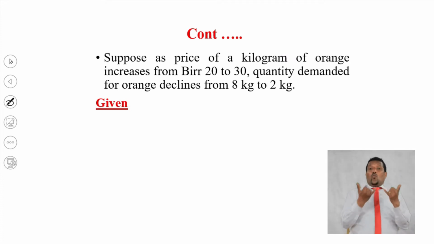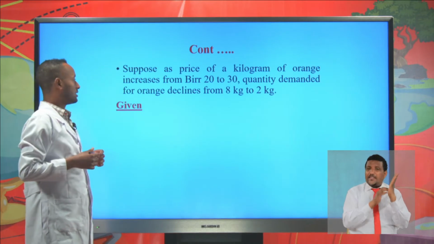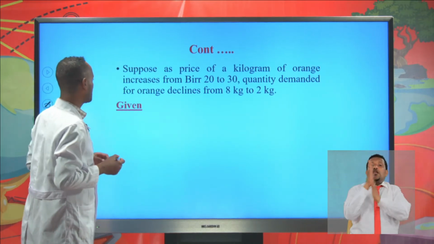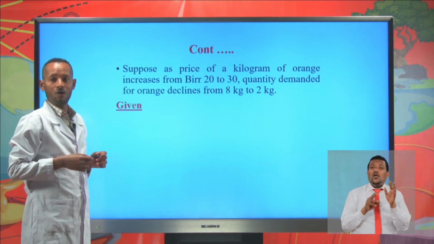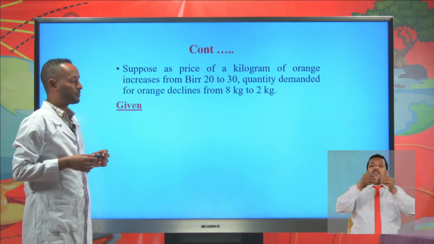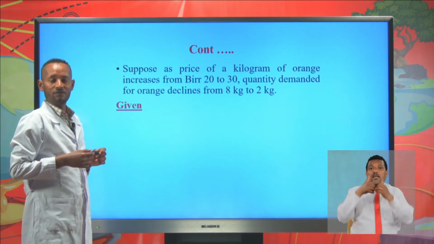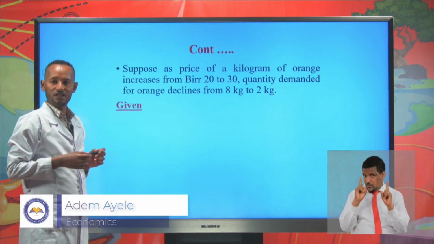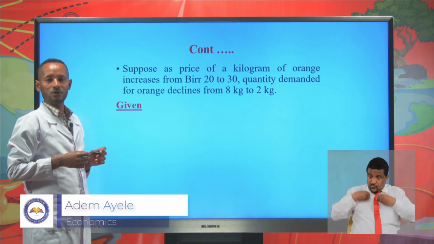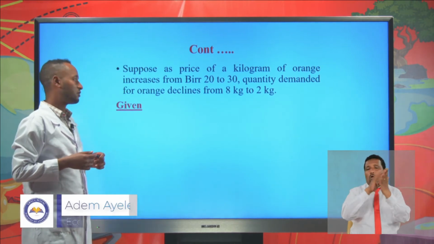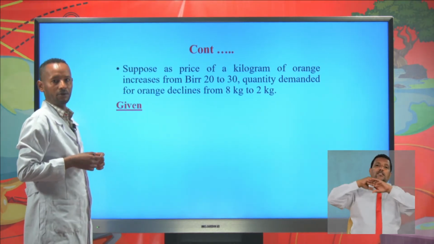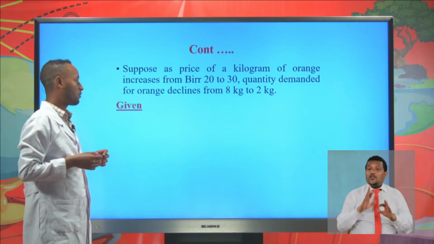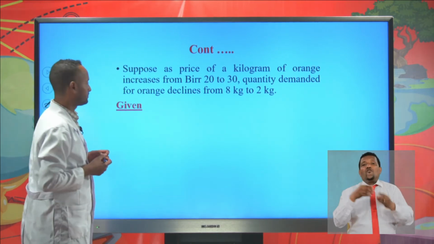Now, from this example, let me show you the way of calculating the price elasticity of demand using the arc formula. The most important procedure to calculate any type of elasticity of demand and supply is identifying the given information correctly. Once you identify the given information correctly, it's so simple to calculate the price elasticity of demand and the other types of elasticities of demand and supply, because the formulas are almost similar for all types of elasticities.